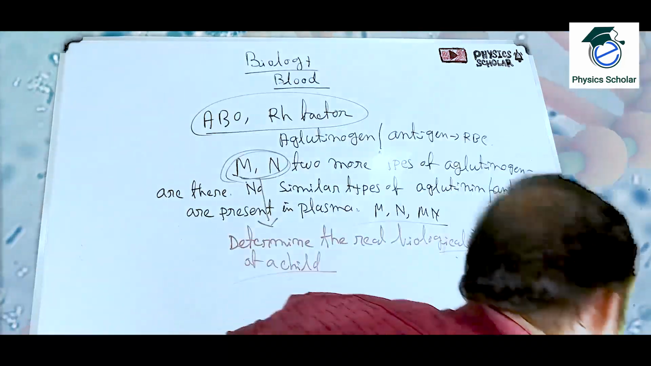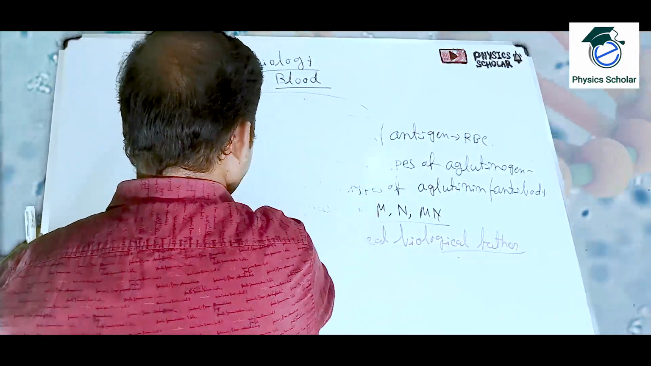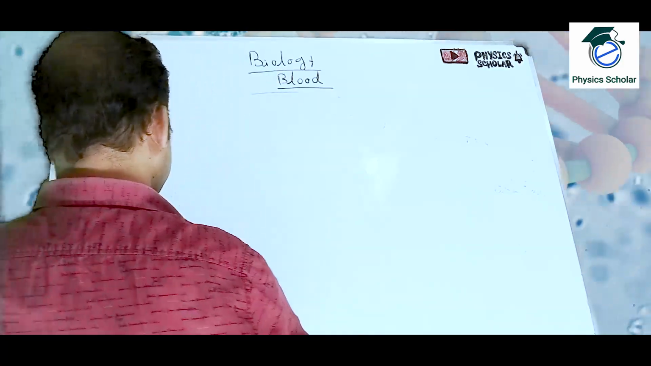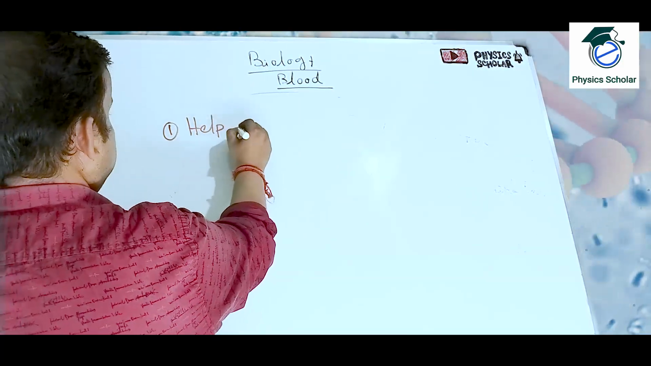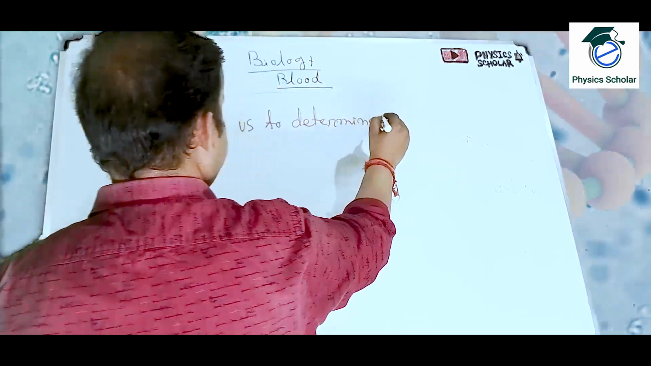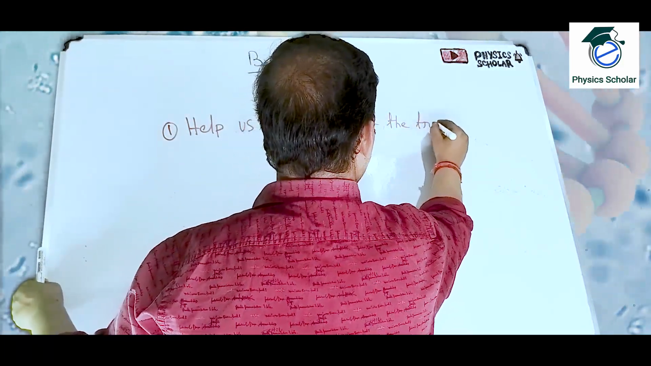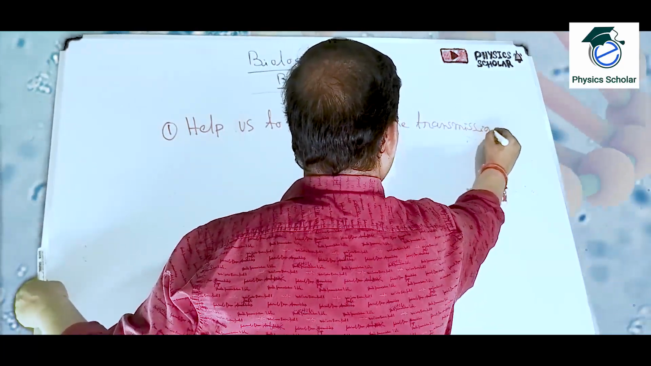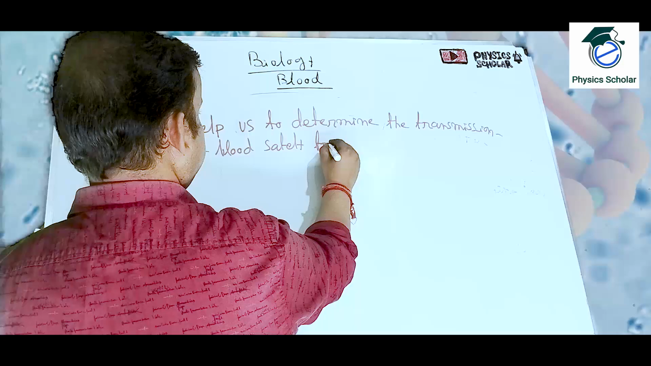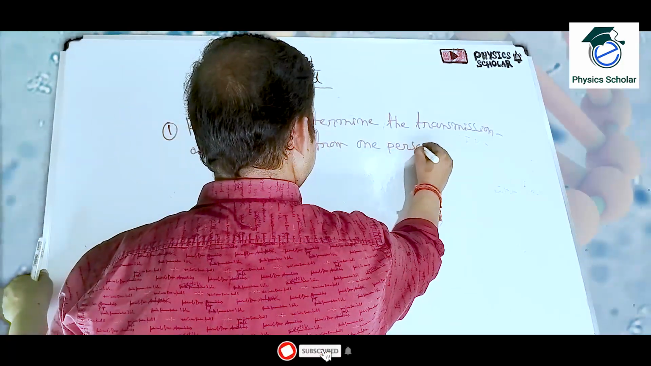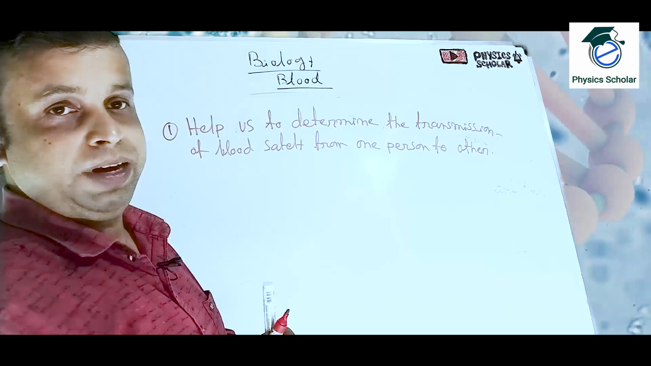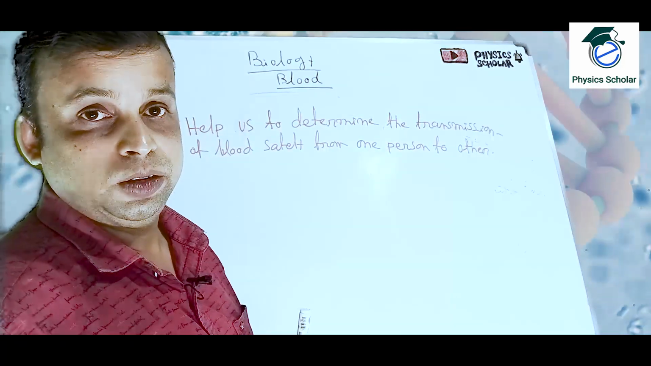Okay. Now the last topic is the function of blood grouping. What is the importance or function of blood grouping? So first, blood grouping helps us to determine the transmission of blood safely from one person to other. Clear? So it helps us to determine the transmission of blood, that means from which group to which group the blood can be given.